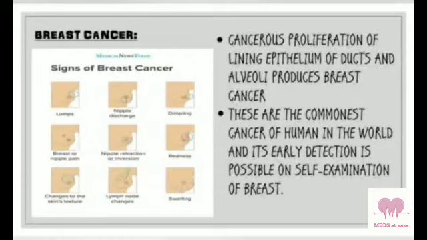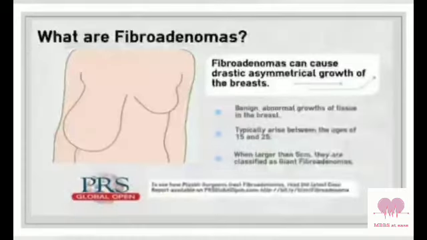This is the commonest cancer of humans in the world and its early detection is possible on self-examination of the breast. What are fibroadenomas? They are benign abnormal growths of tissue in the breast. Typically, they arise between the ages of 15 and 25. When larger than 5 cm, they are classified as giant fibroadenomas. Fibroadenomas can cause drastic asymmetrical growth of the breast.